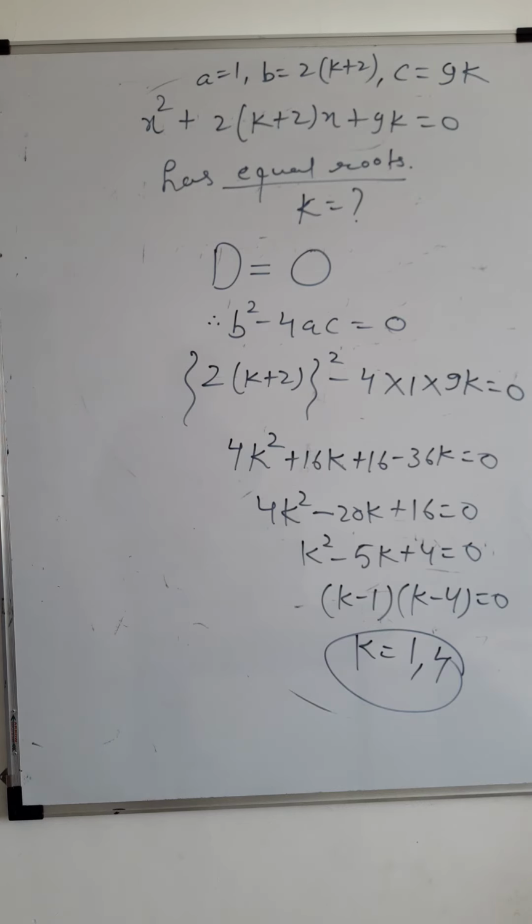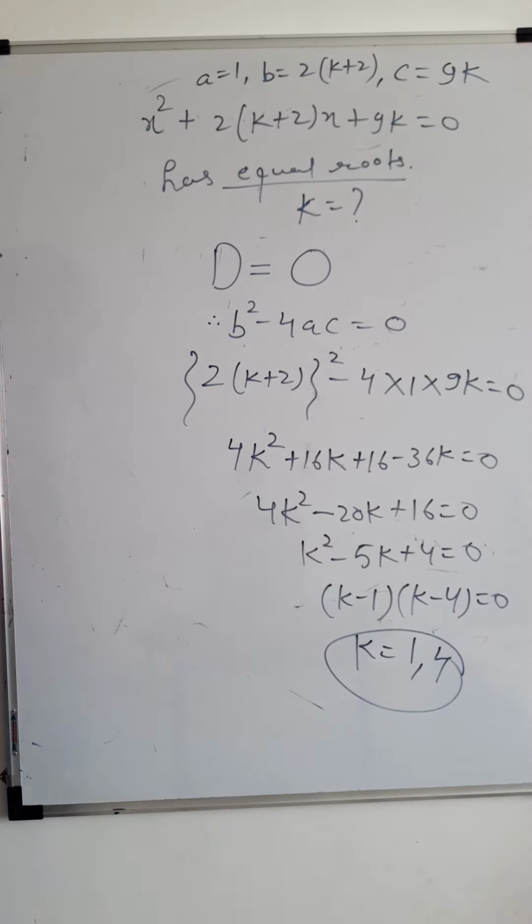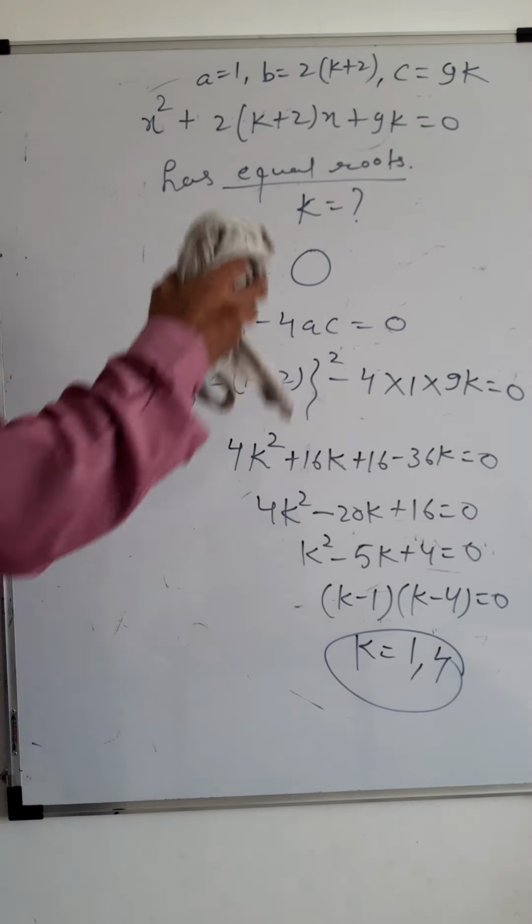So roots they have provided are equal roots. So we are able to get the value of k when roots are equal, which means the discriminant is equal to 0. b square minus 4ac is 0. And then we substitute the values of a, b, c and simplify. We got two values of k, which are 1 and 4. Now look at another situation.